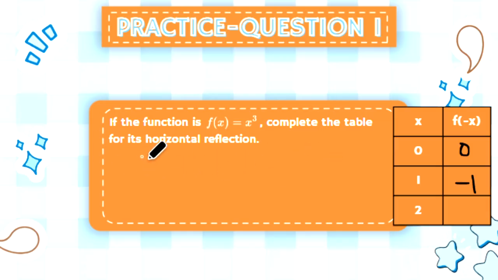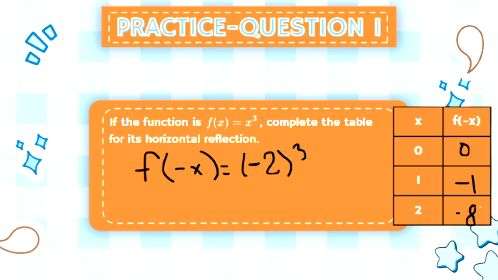And here's our last one. f(-x) is equal to negative 2 cubed. Negative 2 times negative 2 is positive 4 times negative 2 is negative 8. There's your answer. It's that easy.